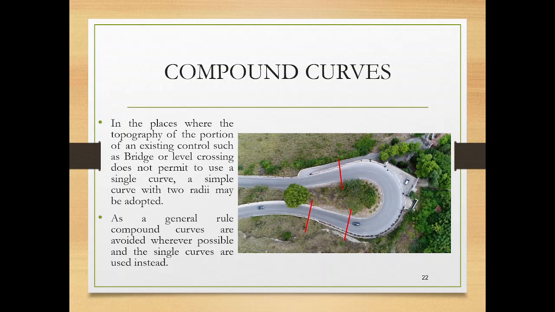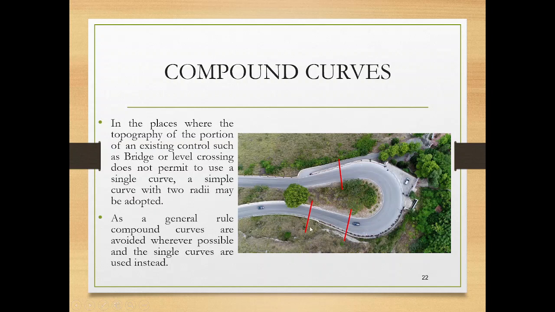Then compound curves, you can see in the places where the topography of the portion of an existing contour such as bridge or level crossing does not permit to use a single curve, a simple circular curve with two radii may be adapted. Now the thing is this, now just think that you have to cut this point because there is a bridge. So you cannot have a simple curve like this. Instead, here what you have done is you have got two compound curves.